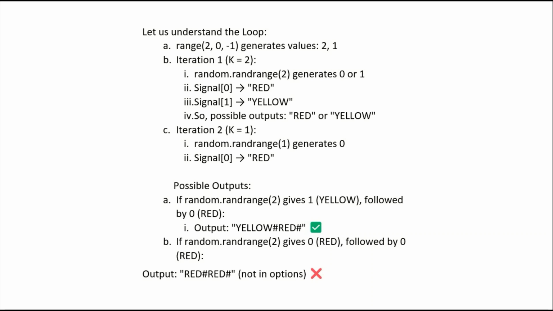So if random.randrange with parameter 2 gives 1, that is yellow, followed by 0, that is red, then the output will be yellow hash red hash. However, if random.randrange with parameter 2 gives 0, that is red, followed by 0, that is again red, then the output will be red hash red hash. But this is not in the options. That's why yellow hash red hash is the correct answer.